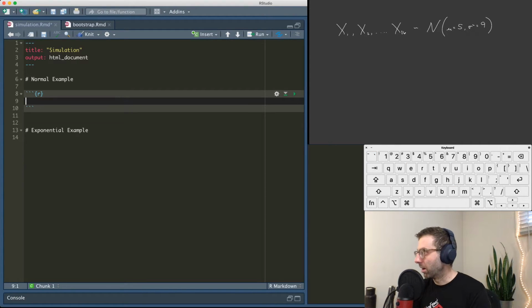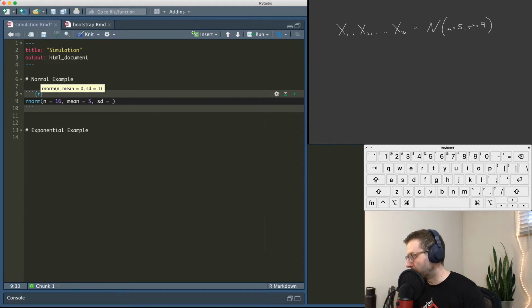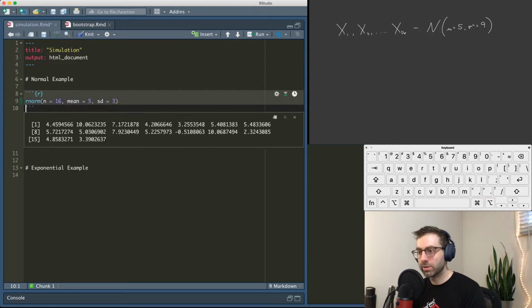Okay, so I'm using R Markdown here, and we want to use the rnorm function, which is random normal. I want to simulate samples of size 16 with a mean of 5 and a standard deviation. The rnorm function uses standard deviation instead of variance, so if the variance is 9, the standard deviation is 3. Okay, and we can do this repeatedly.